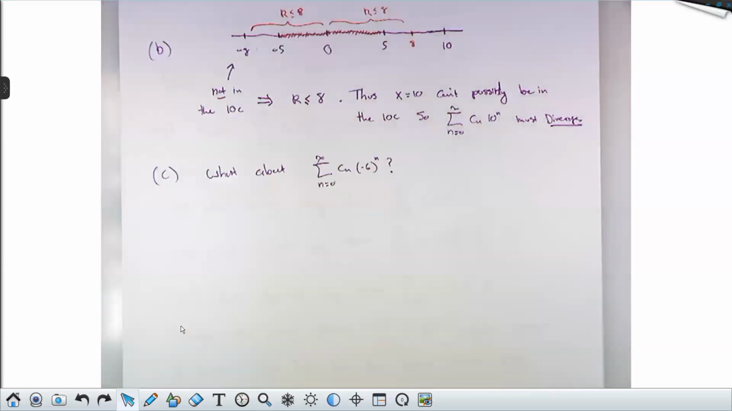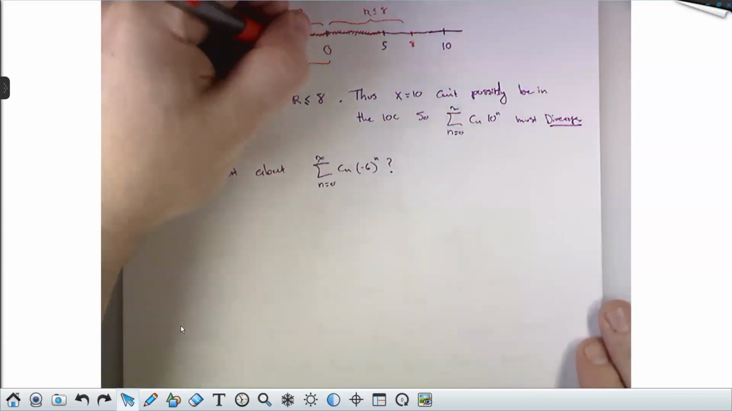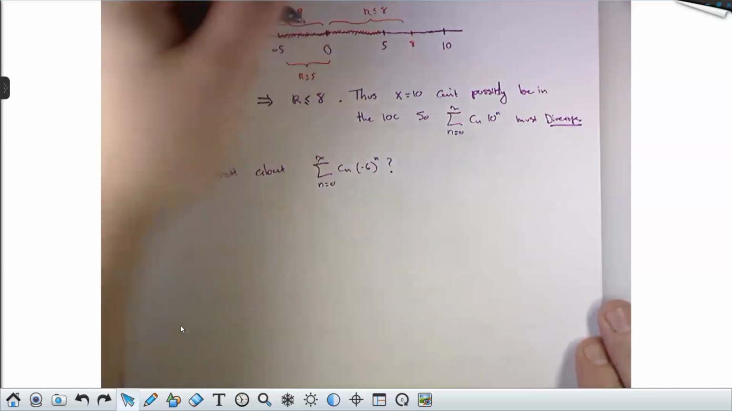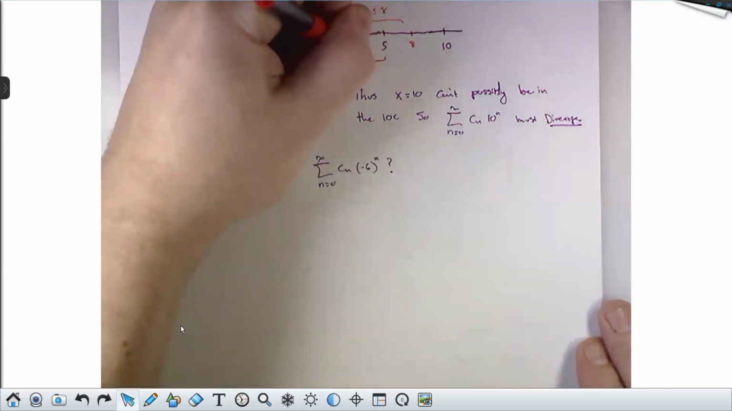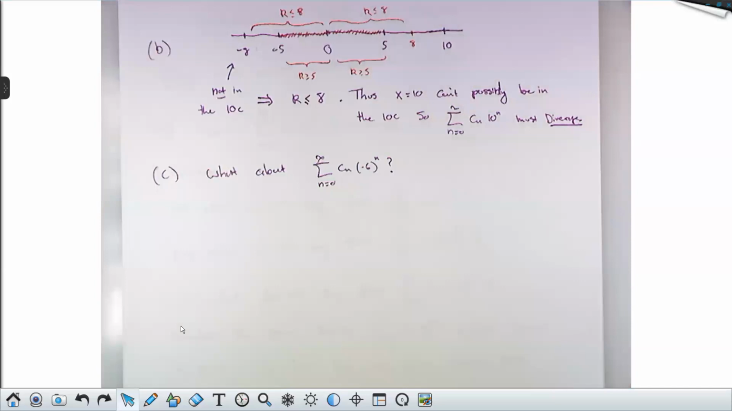And again, we can kind of reuse this picture. I know that r has to be at least 5. But no bigger than 8. The largest possible IOC is the open interval from -8 to 8. The smallest possible IOC is the right closed left open interval from -5 to 5.